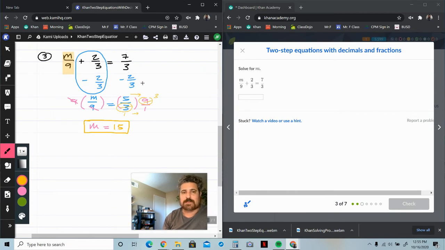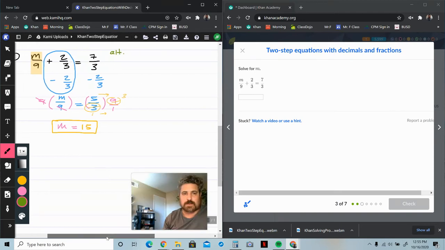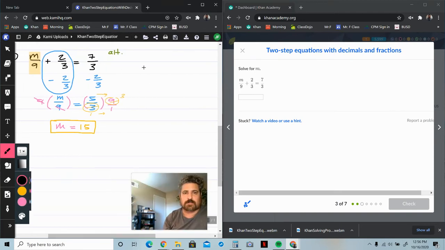So, anyways, we know the answer is going to work, but before I put the answer in, I want to show you an alternate way that you could do this problem by getting rid of the fractions. So here's an alternate strategy you could use. You could take that same exact problem, m over 9 plus 2/3 is equal to 7/3.